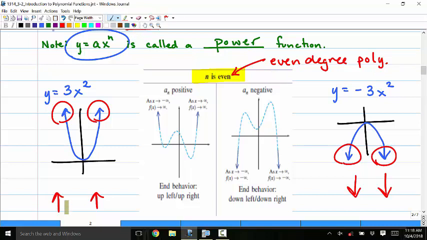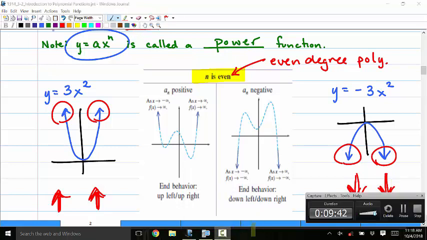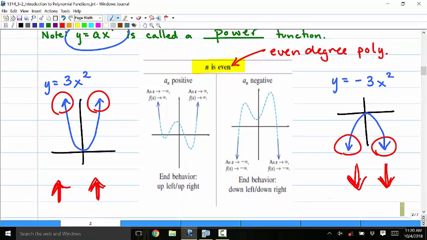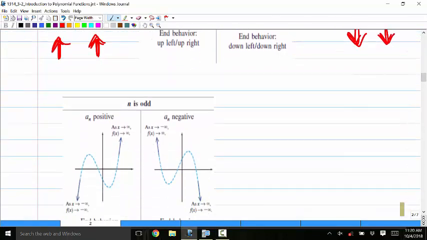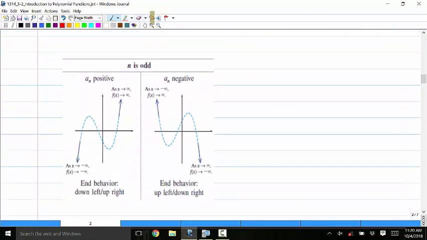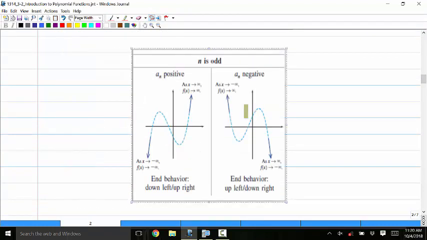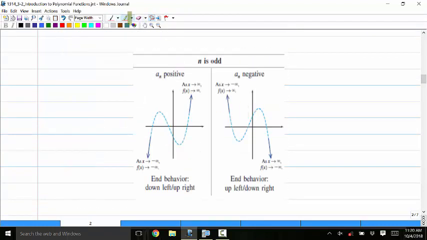End behavior is either going to be up, up, if the leading coefficient is positive, or down, down, if the leading coefficient is negative. Okay, let's talk about what if n is odd. So you have an odd degree polynomial.